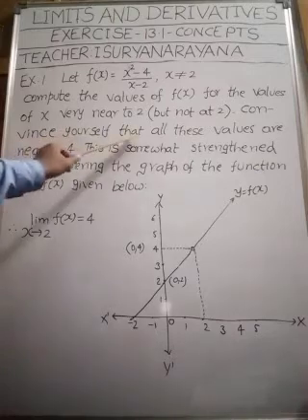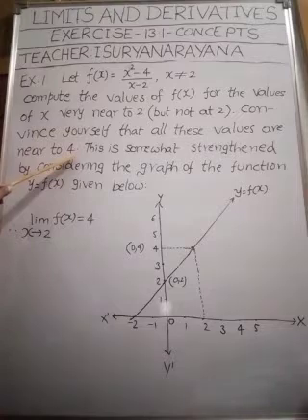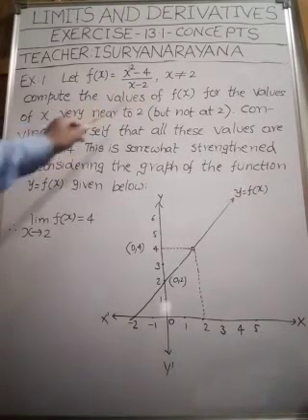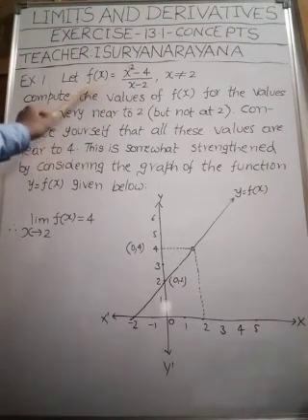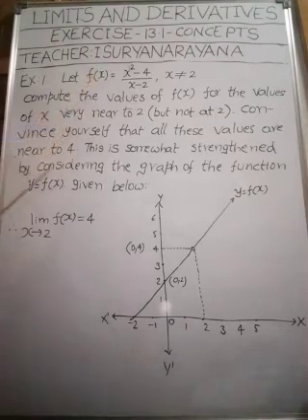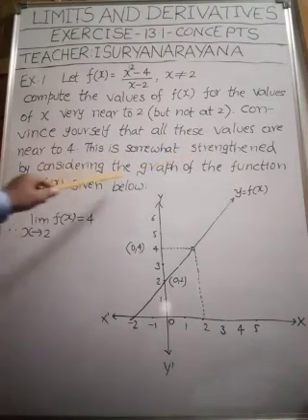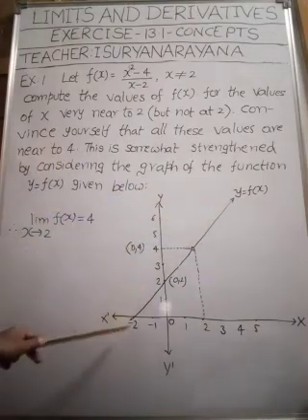Convince yourself that all these values are very near to 4. If you compute the values of this function, when the values of x are very near to 2, the values of f of x are also very near to 4. This is somewhat strengthened by considering the graph of the function y is equal to f of x given below. See here, my children, this is the graph of y is equal to f of x.